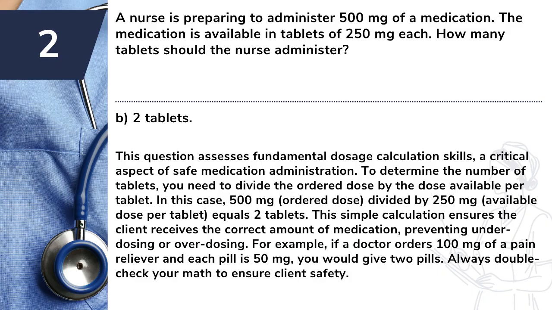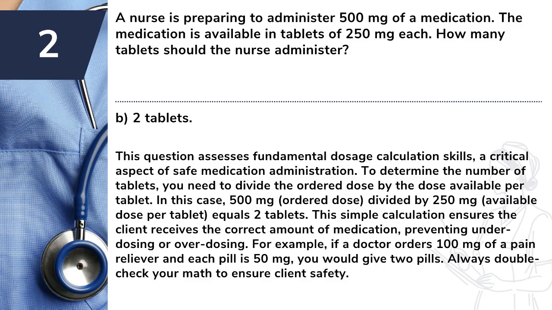Answer: B. 2 tablets. This question assesses fundamental dosage calculation skills, a critical aspect of safe medication administration. To determine the number of tablets, you need to divide the ordered dose by the dose available per tablet. In this case, 500 milligrams, ordered dose, divided by 250 milligrams, available dose per tablet, equals 2 tablets.